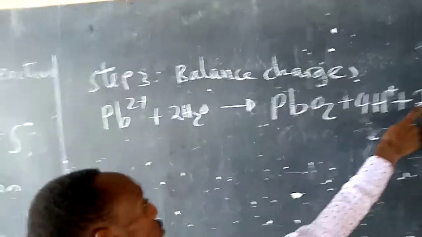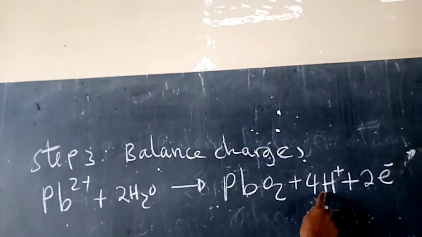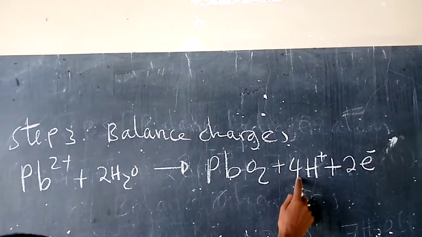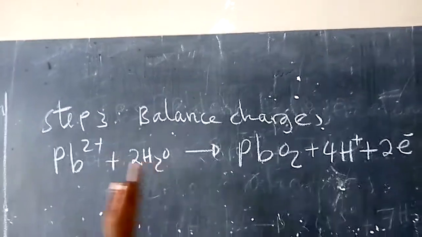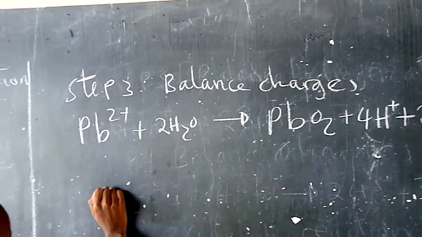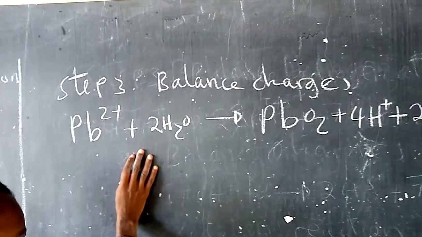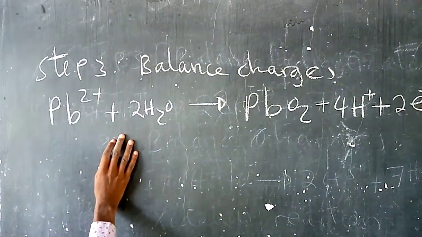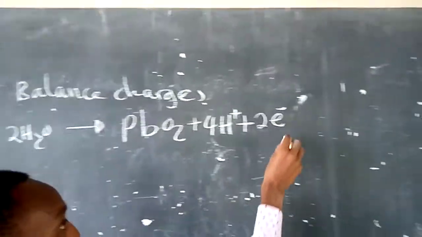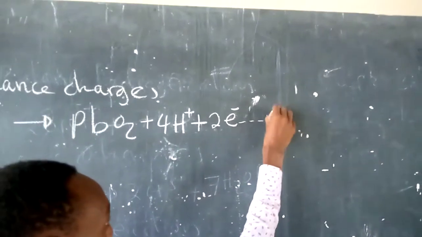When you add 2 electrons, you are neutralizing 2 charges here, and you will remain with 2 charges in the product side, and you have 2 charges in the reactant side. So this equation is balanced in terms of materials and the charges. Mark this equation as equation 3.